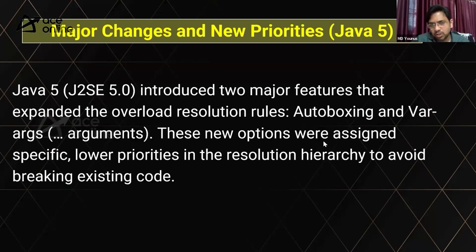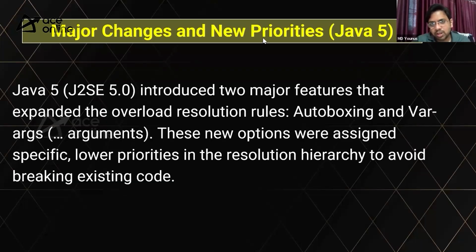So these new options were assigned specific lower priorities in the resolution hierarchy to avoid breaking the existing code. This is basically how languages evolve, guys. Even though these are the best features we got, you may wonder why they got the lower priority. Because whenever new things get added, you cannot simply make them the highest priority, because the existing code may break, since a lot of applications may be running with the existing code. Everything would break if you did it that way.